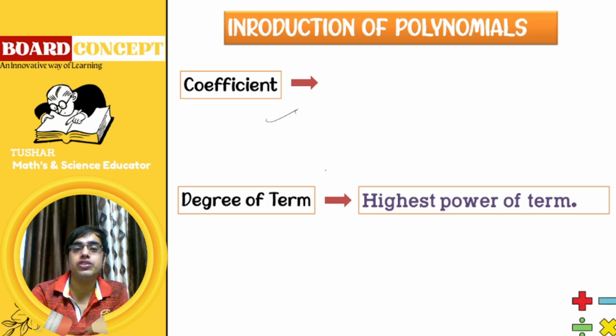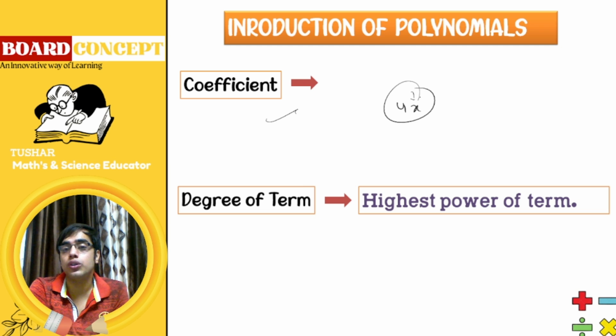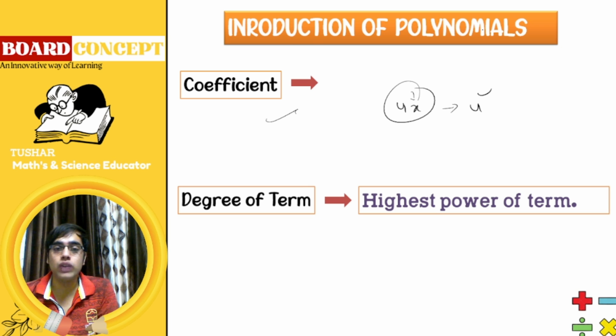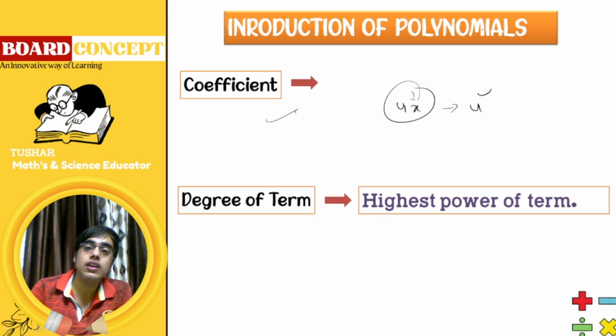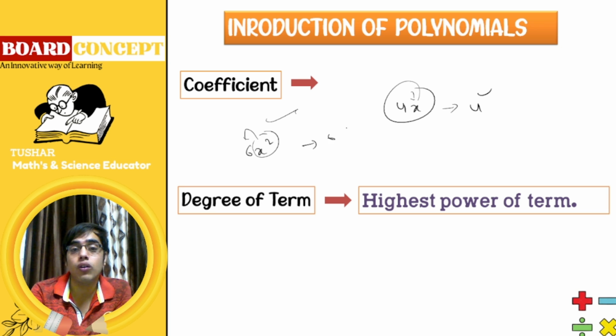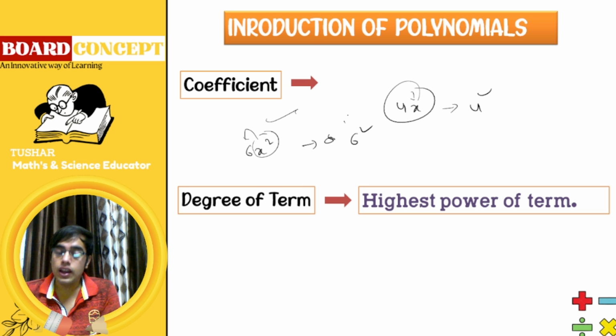Our next topic is coefficient. What is a coefficient? I write a term 4x. If a question asks what the coefficient of x is, we can say that 4 is the coefficient of x. A coefficient is that numeric value that is multiplied by a variable. For example, 6x square. If the question asks what the coefficient of x square is, then we can say that 6 is the coefficient of x square.